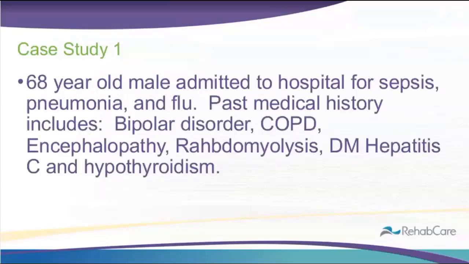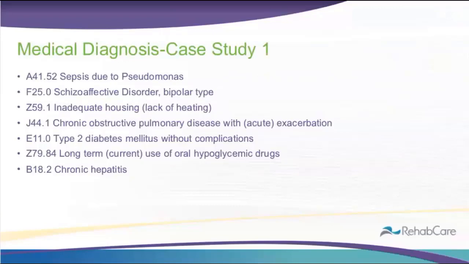So here's your first case study. We have a 68-year-old male. He was admitted to the hospital for sepsis, pneumonia, and the flu. He also had a past medical history of bipolar disorder, COPD, encephalopathy, rhabdomyolysis, diabetes mellitus, hepatitis C, and hypothyroidism. So here is how the medical diagnosis should be coded on him.